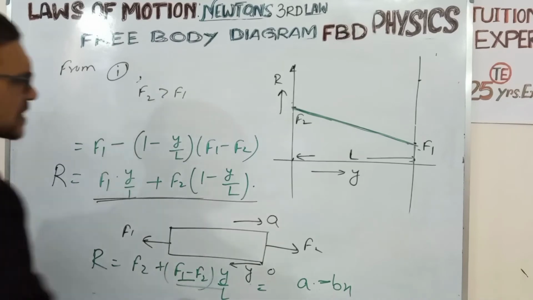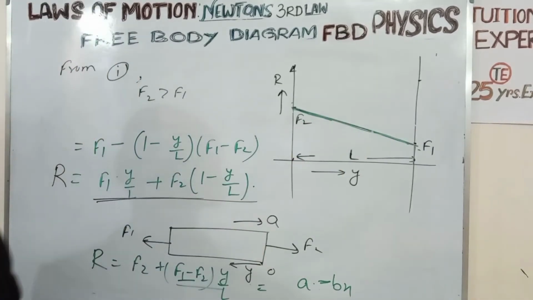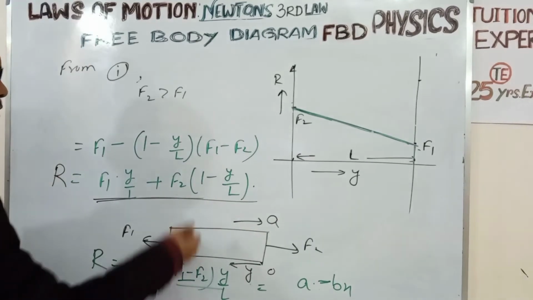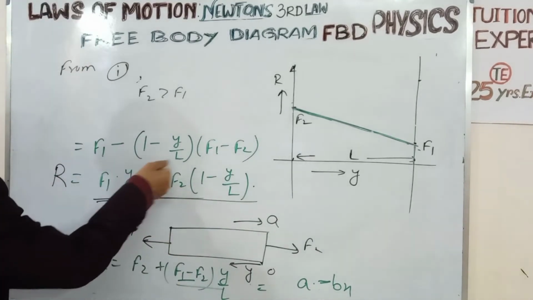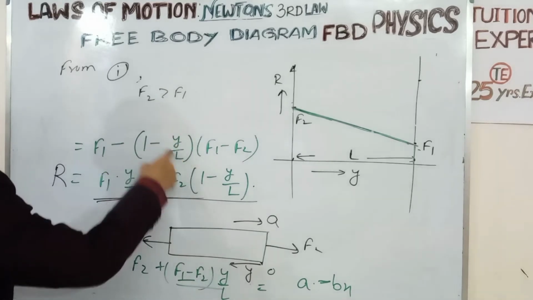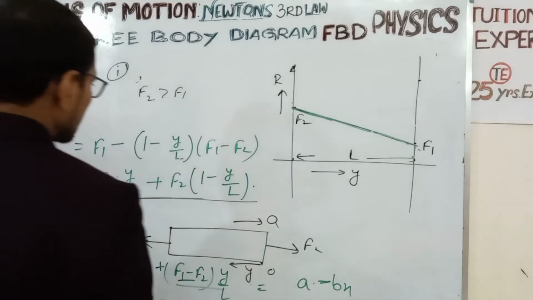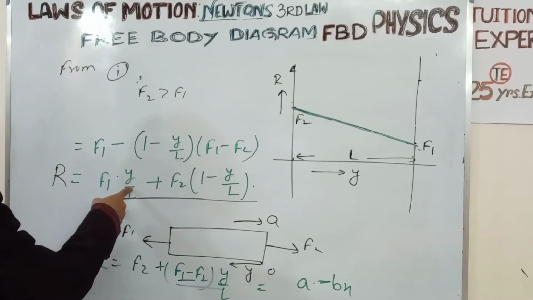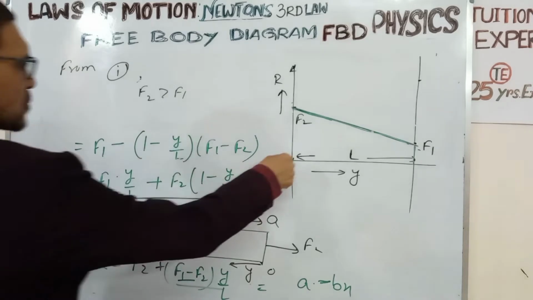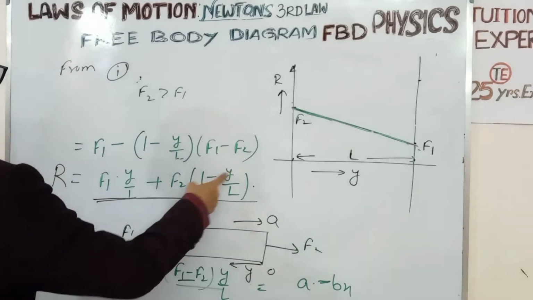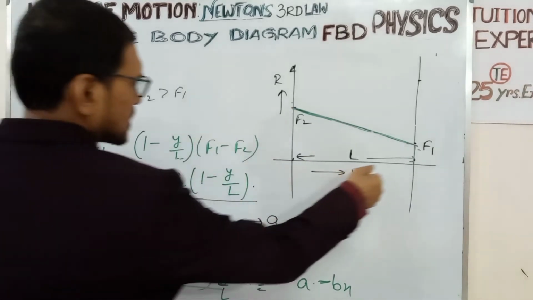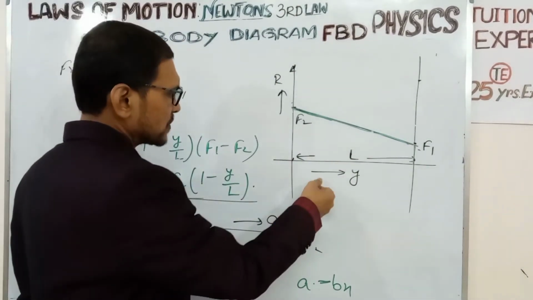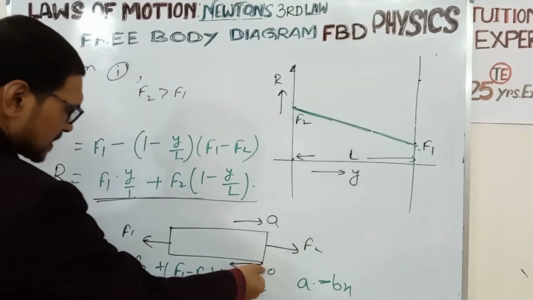If you draw R versus y, this is a linear graph, because y equal to mx plus c is a straight line. And if we put y equal to 0 here, we get R equal to F2. And if y equal to L, we get R equal to F1. So this is the force diagram, the reaction diagram, as we increase y.